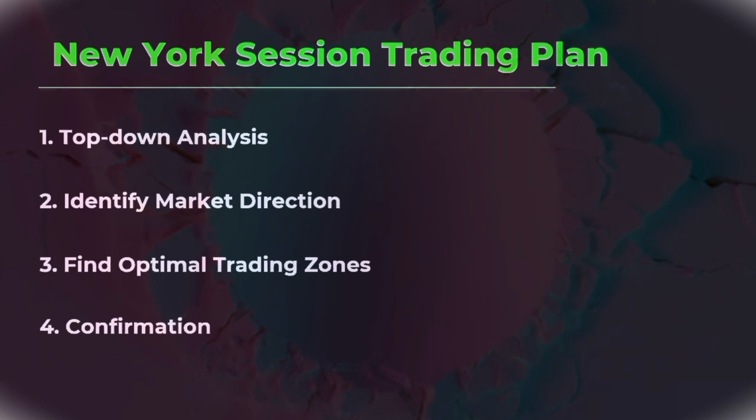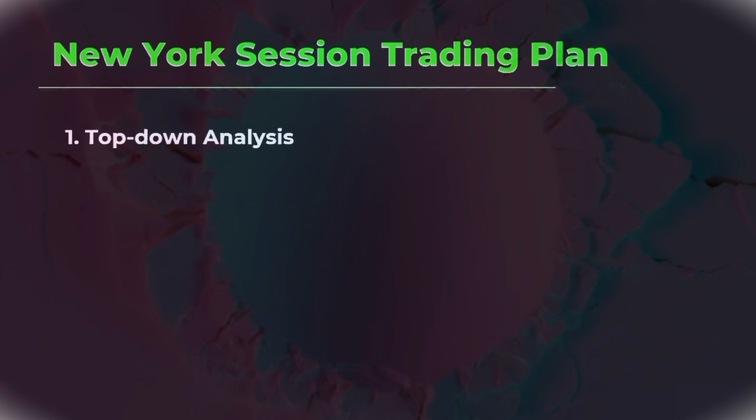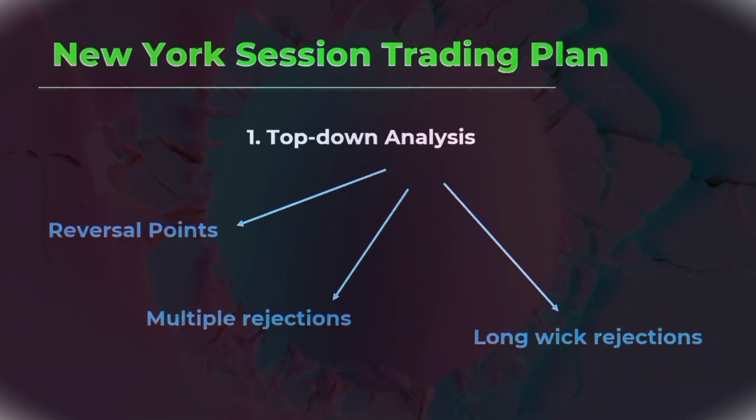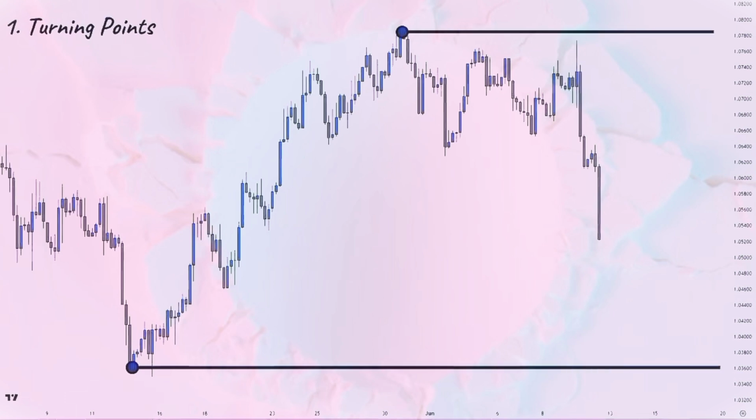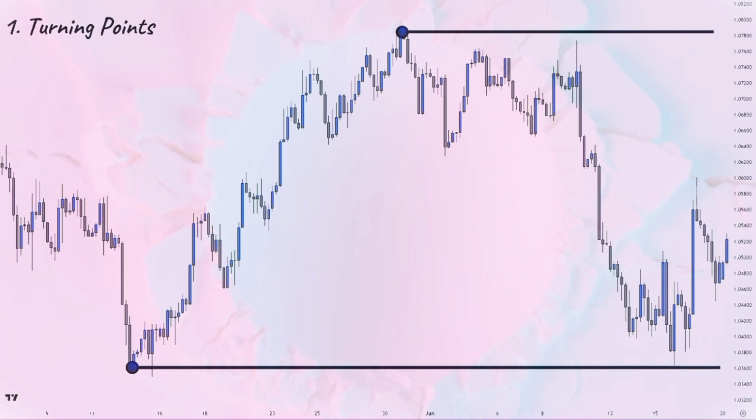This analysis allows us to get a major view of market direction and key levels of market structure. So starting from the daily time frame, we will mark the most recent key areas to which the price might react. The major levels we are looking for are reversal points, multiple rejections, and long wicks. Reversal points are levels where the price changes direction. After a long up or downtrend, the market sees these levels as overvalued or oversold, and there is a higher chance for the price to react to them.